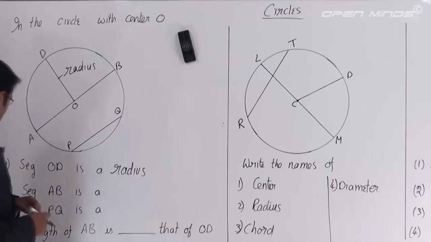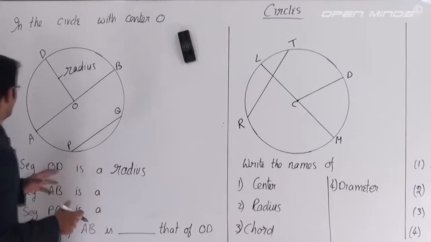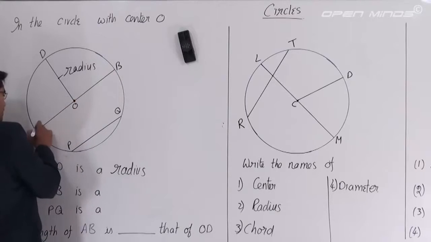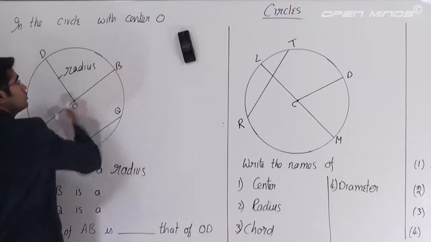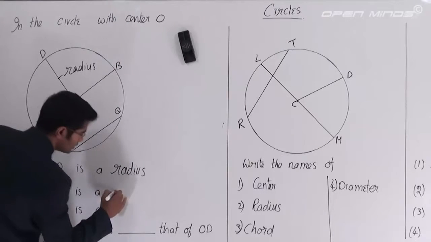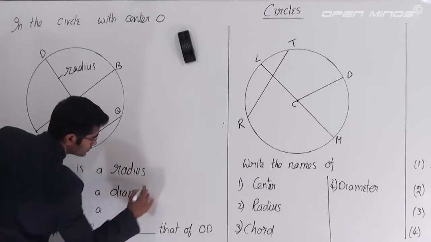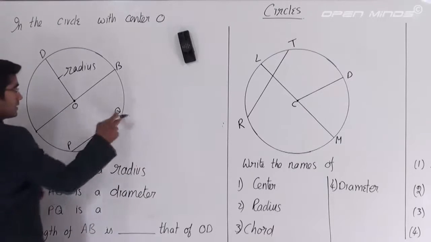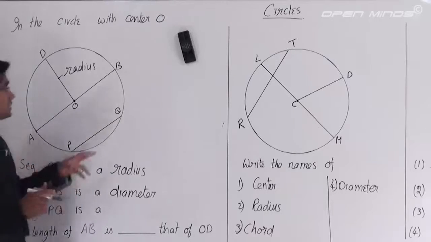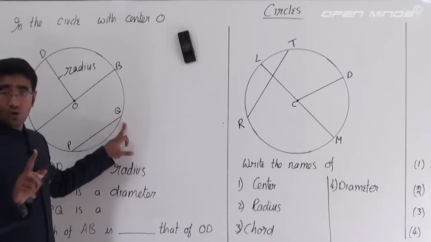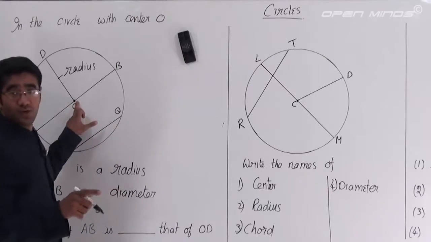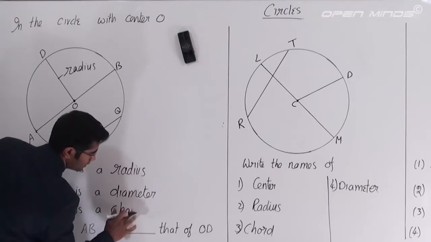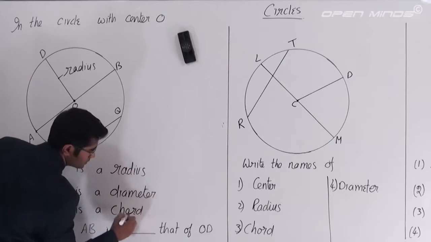What next? Segment AB is what? AB is this one. That is the line passing through the center and also cutting the circumference at 2 points, so that becomes a diameter. Alright, what is next? Segment PQ, this line. This is a line which is cutting the circumference at 2 points but not passing through the center. So that makes it a chord. C-H-O-R-D, that's a chord.